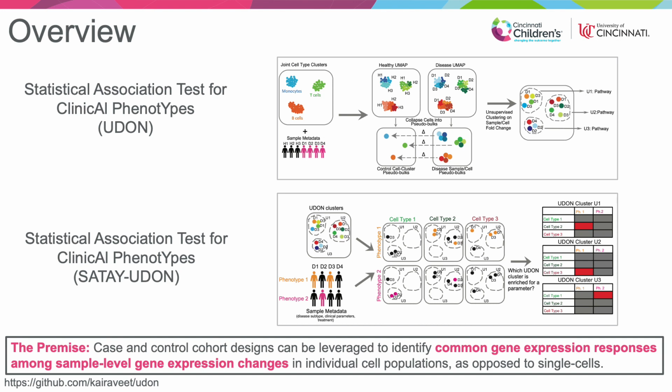But once we have this information, we consider the cells from the healthy or the control samples only, and we compute the average gene expression from each cell type, which we refer to as pseudobulk. For the cells of the disease samples, we follow a different approach of calculating the pseudobulk. Here we calculate the average gene expression of a cell type from each patient or disease sample.